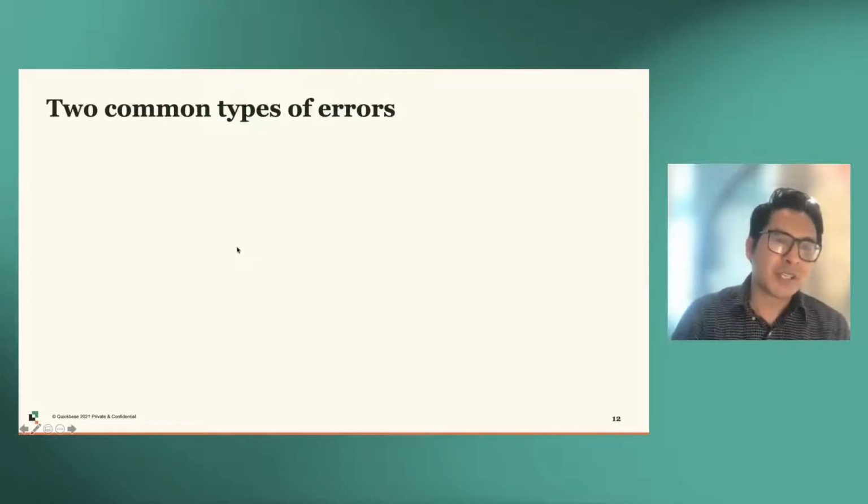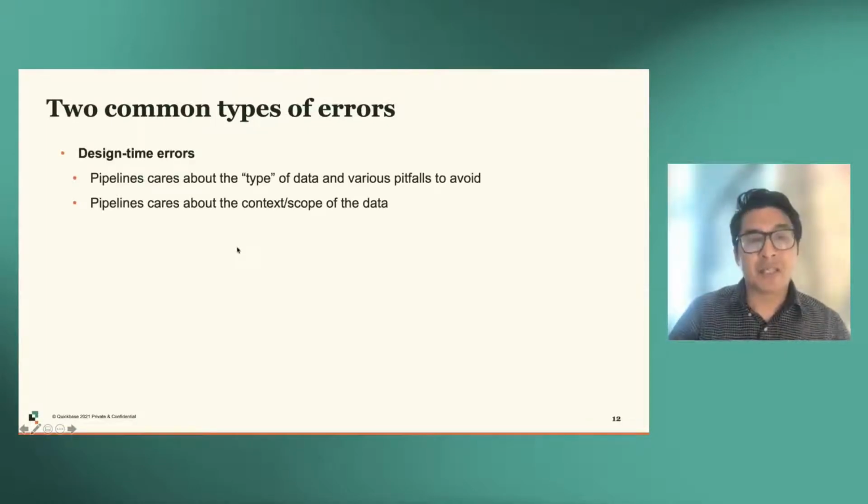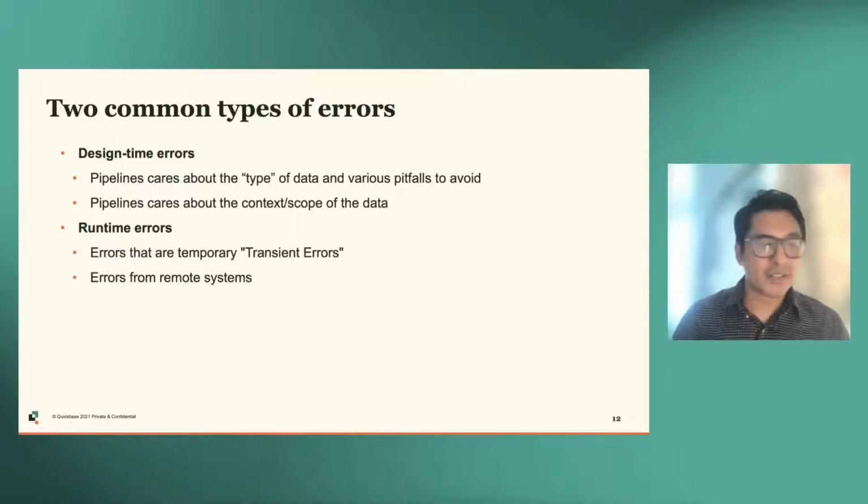Broadly speaking, we categorize errors into design time errors or runtime errors. For design time errors, we will focus on data types and why they're really important in pipelines, and some of the pitfalls that people run into when referencing one type of data and mistaking it for another type of data. We'll also introduce this concept of a context and a scope, and why referencing data in certain contexts is really important, and be really mindful of them. In the later half, we will go over some runtime errors, and in those, we will introduce the concept of transient errors and remote errors. So let's dive right in.